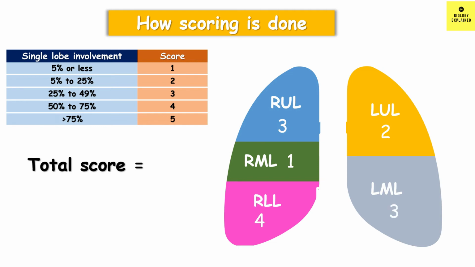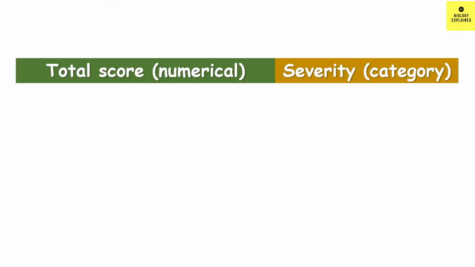So if we sum up, what did we get? 3 plus 1 plus 4 plus 2 plus 3, that is 13. That is 13 out of 25. So what does this mean? Is the disease mild, moderate or severe? Now we'll see a table which will tell us whether the disease is mild, moderate or severe.